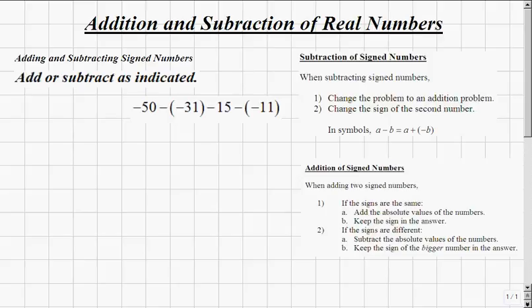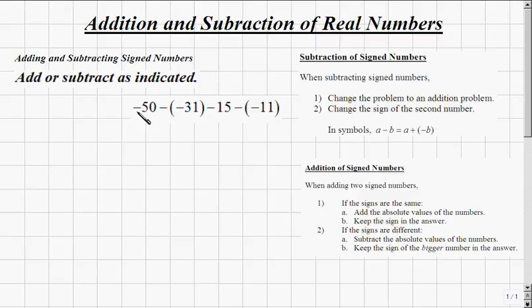Let's add or subtract as indicated. Negative 50 minus a negative 31 minus 15 minus a negative 11. Using order of operations, we'll go left to right in finding our answer. So we'll first find negative 50 minus a negative 31 to an answer, and then we'll subtract 15 from it, and then finally subtract a negative 11 from that answer for our final answer.